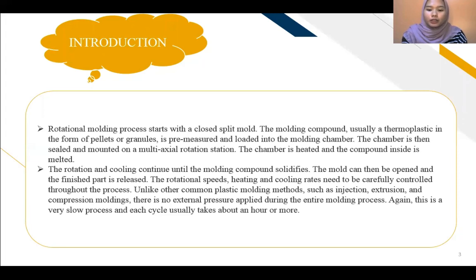Preferably, the molten material has low viscosity and can be distributed easily. The rotation station begins to rotate slowly. Multiple rotations exist simultaneously such that the molten material is evenly coated on the internal surface of the mold while the temperature continues to drop in a controlled manner. The rotation and cooling continue until the molding compound solidifies. The mold can be opened and the finished part is released.